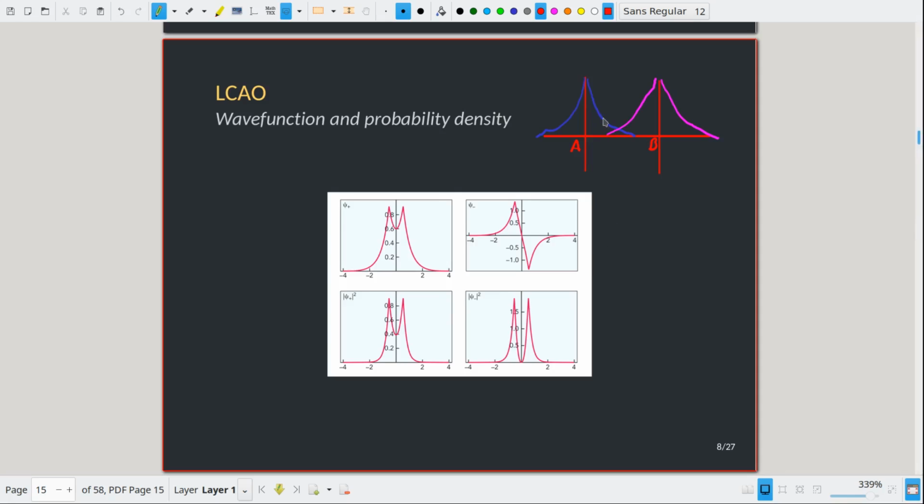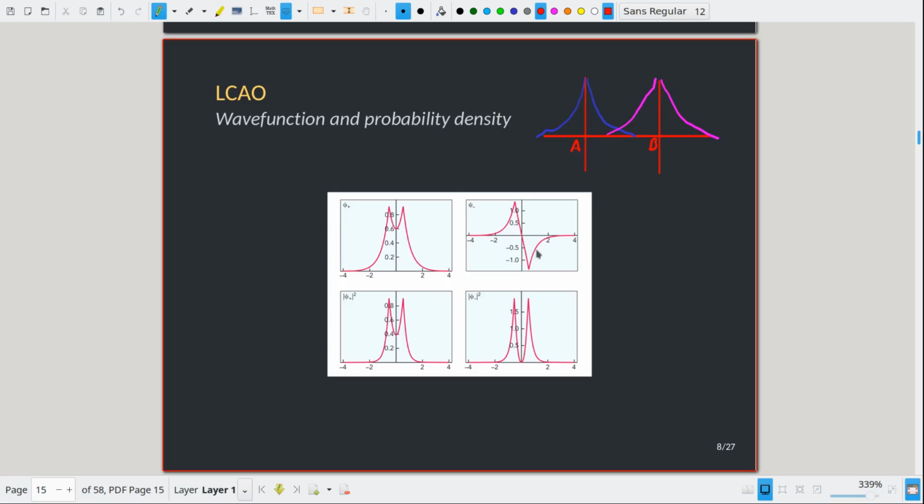So these two bits will actually overlap, and you will end up with a situation similar to that shown in this graph. So you will have a region in between where the actual probability of finding the electron will be larger than in the case of the two separate atomic orbitals. What happens in the case of subtracting psi B from psi A?